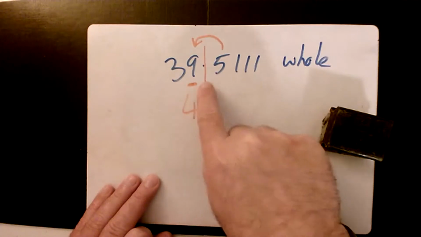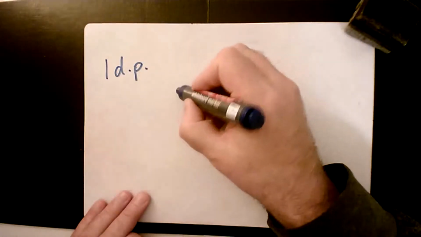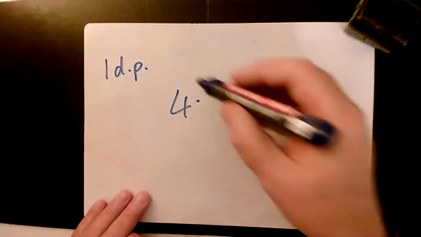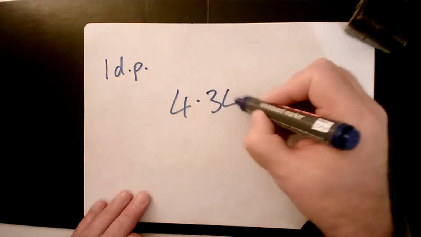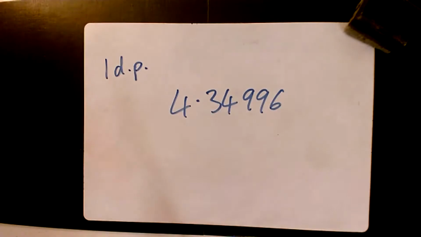I find my whole number and I do my line, okay. Now let's do one decimal place, to one decimal place. So DP stands for decimal place. So say I've got this, 4.34996 to one decimal place.